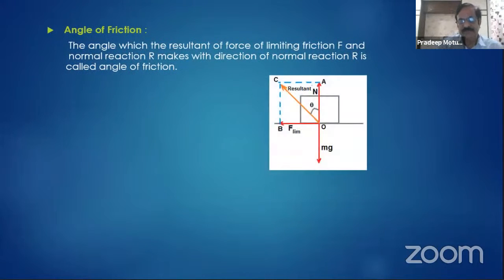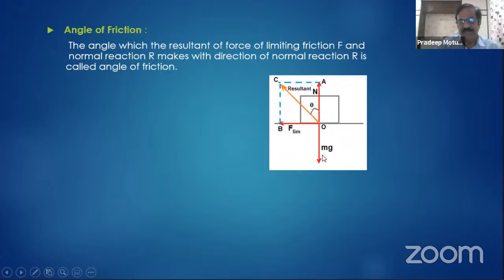See the diagram. There is a block placed on the table. It is in rest position. Suppose you apply a force on it, there is a friction acting opposite to it. In this diagram, the weight of the block is acting downwards. That is mg. W is equal to mg.